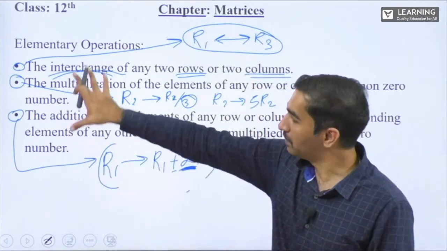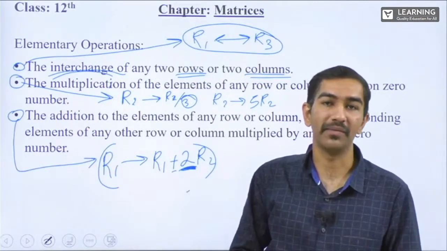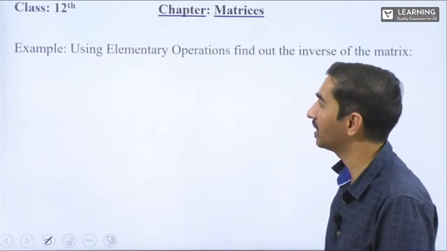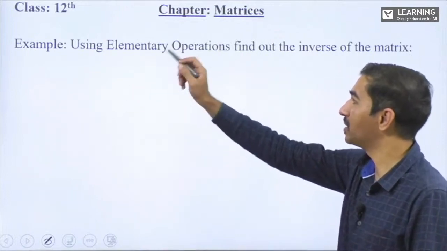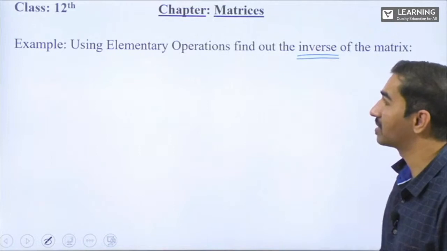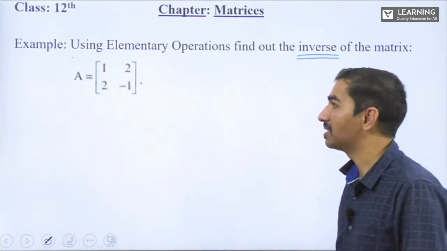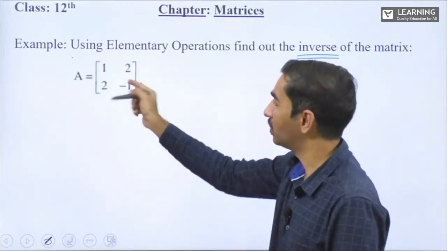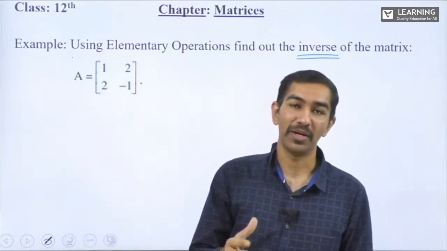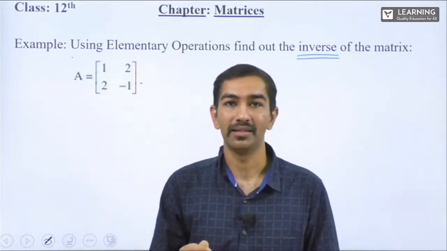To implement this in a problem, we'll take one example. Try to understand that. The example says: using elementary operations, find the inverse of the matrix, where A is equal to 1, 2, 2 and minus 1. Before we start with this, I will have a very quick revision.